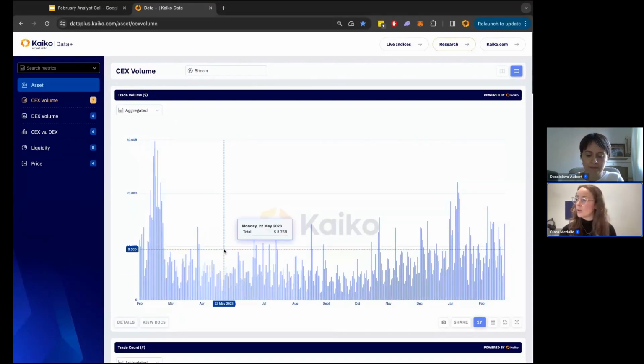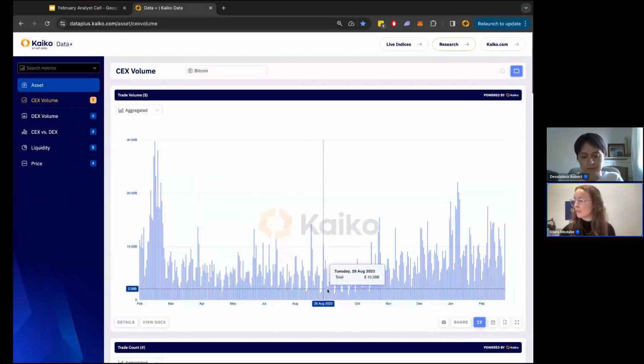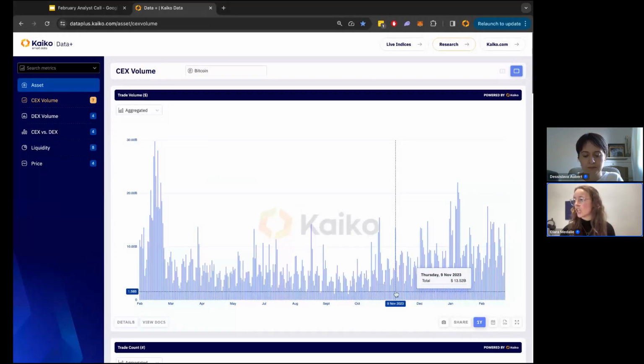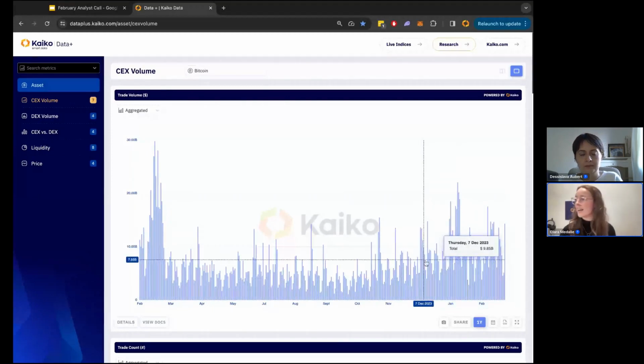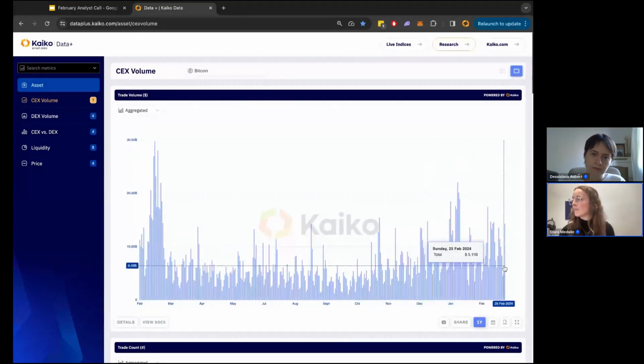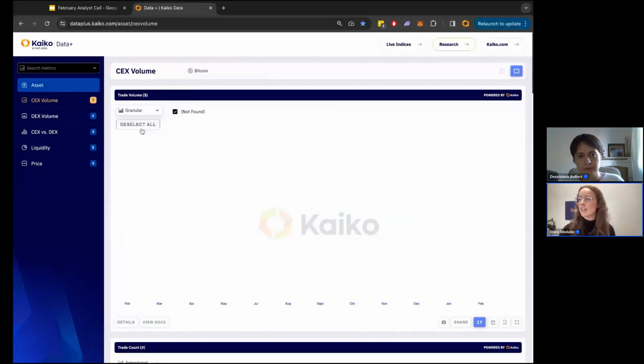What we did see, though, is over most of the year, volumes were pretty flat. We barely saw anything over the summer, but that all started to change in the run-up to the ETFs. Here we see a nice steady increase in aggregated trade volume. And now we're finally averaging around 9 to 10 billion on average every day, which thankfully is a lot higher than earlier in the year. So now let's take a look at the granular data.